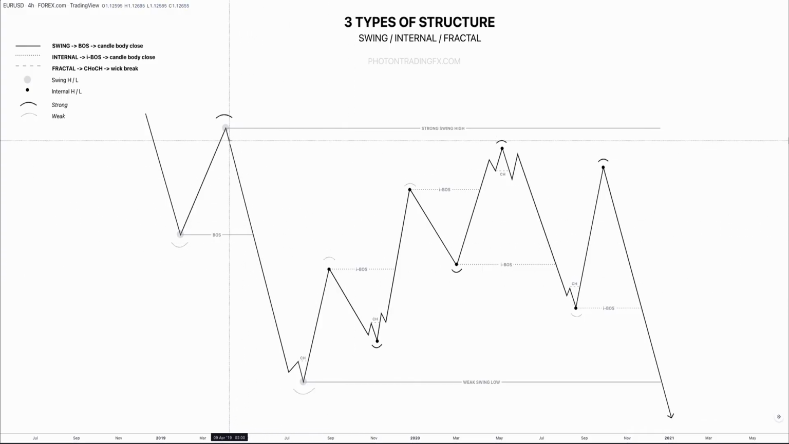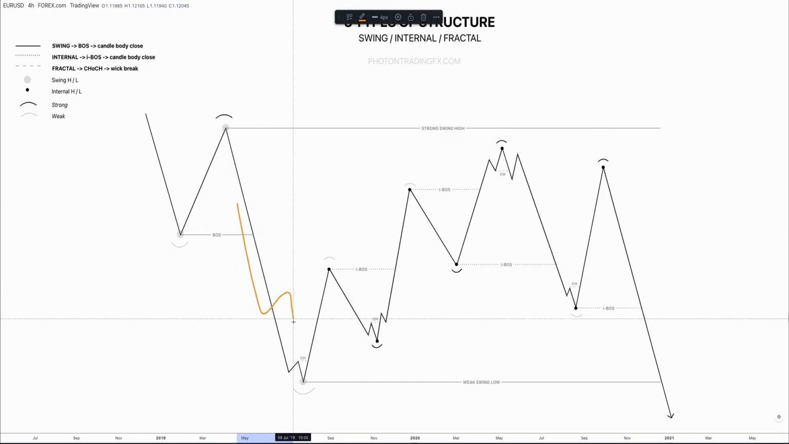So in this instance, it was kind of one impulsive leg down. So there wasn't that internal pullback like I spoke about. But if there was, then we would look for the price to break that. That would be a bullish IBOS. Okay, this would still be the swing high, this would be the swing low. And then this would be that swing pullback, okay, in that instance.